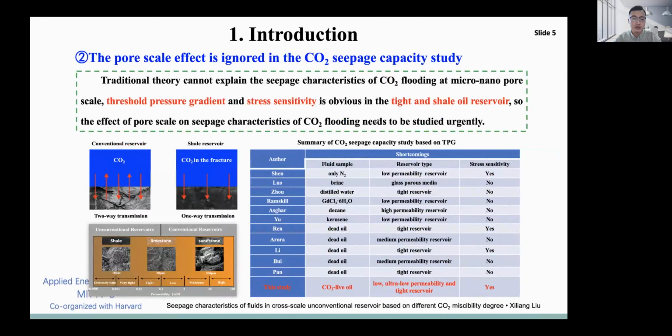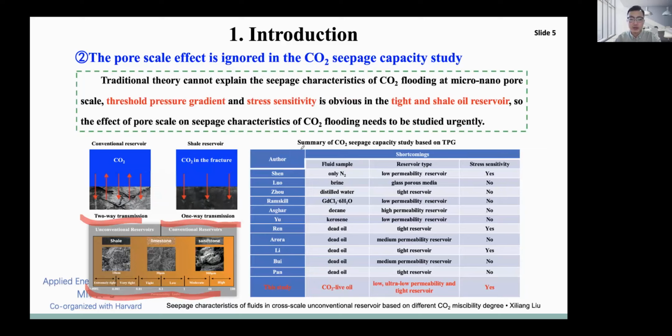The second problem is the pore scale effect is ignored in the CO2 seepage capacity study. Traditional theory cannot explain the seepage characteristics of CO2 flooding at micro-nano pore scale. Threshold pressure gradient and threshold sensitivity are obvious in tight and shale oil reservoirs. So the effect of pore scale on seepage characteristics of CO2 flooding needs to be studied urgently.